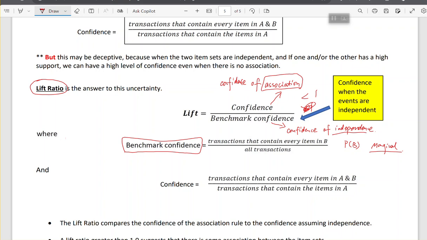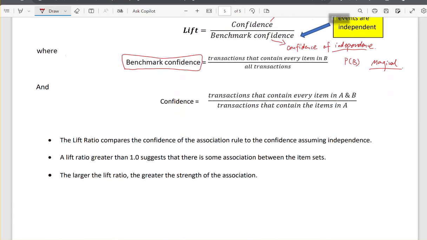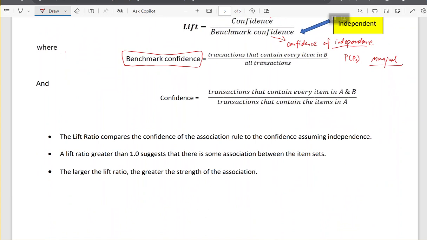Based on this lift ratio, we have the following rules. If the lift ratio is greater than 1, then it suggests that there is association between these two item sets. That means you want to put these two item sets closer so that we can improve the customer's experience. The other way, if the lift ratio is less than or equal to 1, what does that mean?